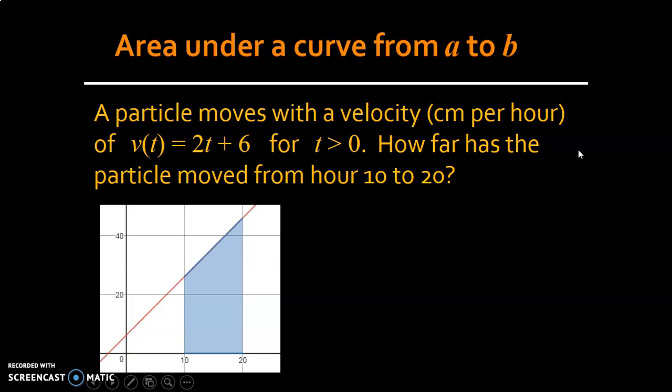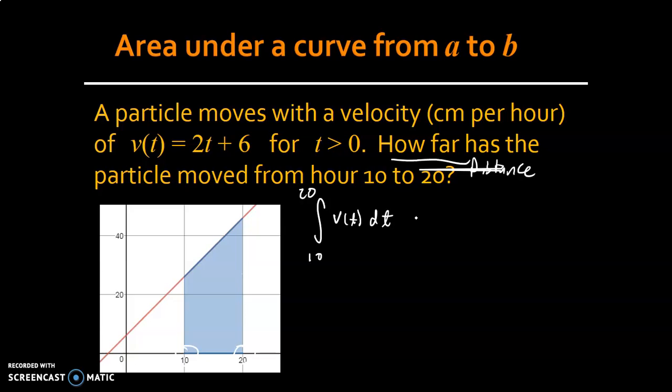All right, so here's another word problem example. A particle moves with a velocity in centimeters per hour modeled by this equation, 2t plus 6, for any positive time. How far, so that's asking for distance, has the particle moved from hour 10 to hour 20? So basically we would want to take the integral from 10 to 20 of v of t dt. So from t equals 10 to t equals 20. And we're going to find the area underneath that curve. And that'll tell us the distance that it traveled during that time.